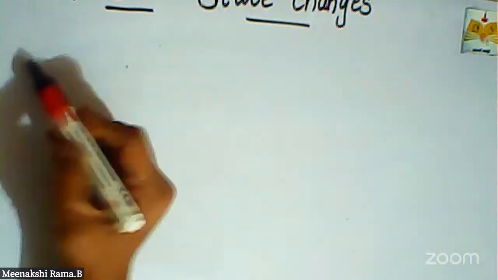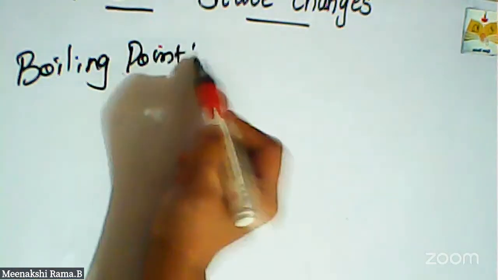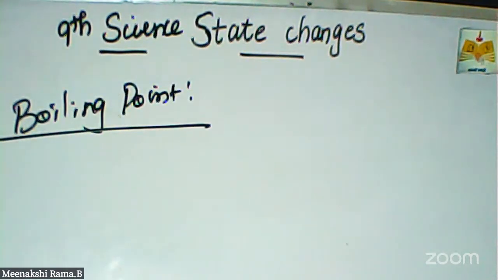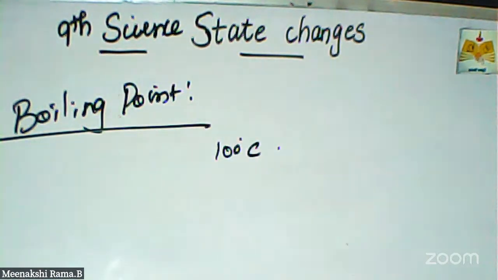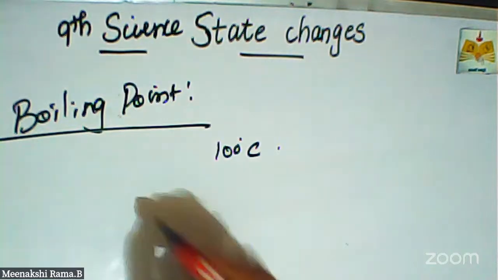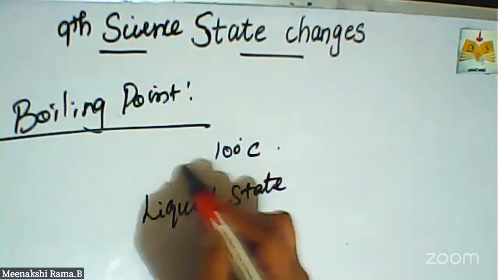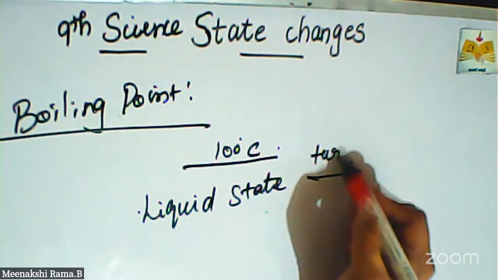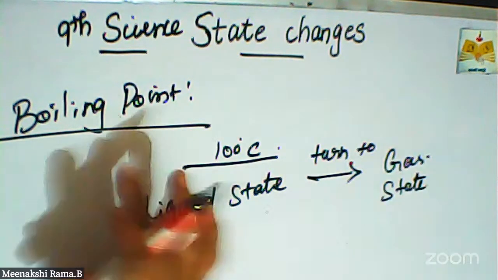So the next one is the boiling point concept. With the help of the simulation, we understand the concept of boiling point. Boiling point is nothing but the water reaching a temperature of 100 degrees. So it starts to change from liquid state to gaseous state. When the water reaches 100 degrees Celsius, the liquid state is turned to gaseous state. So this concept is the boiling point.